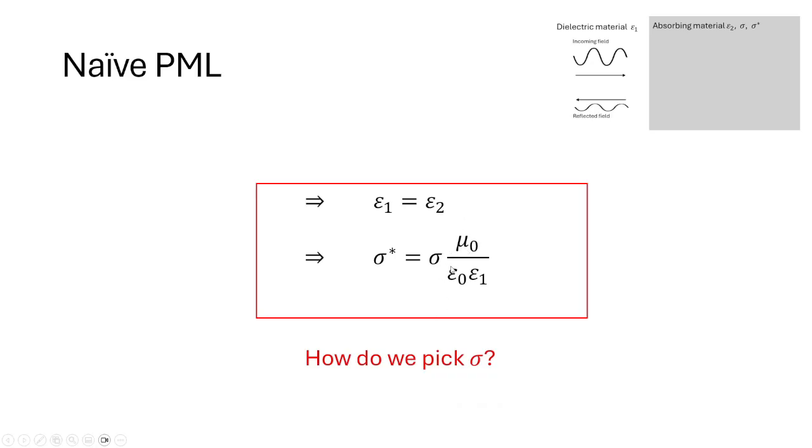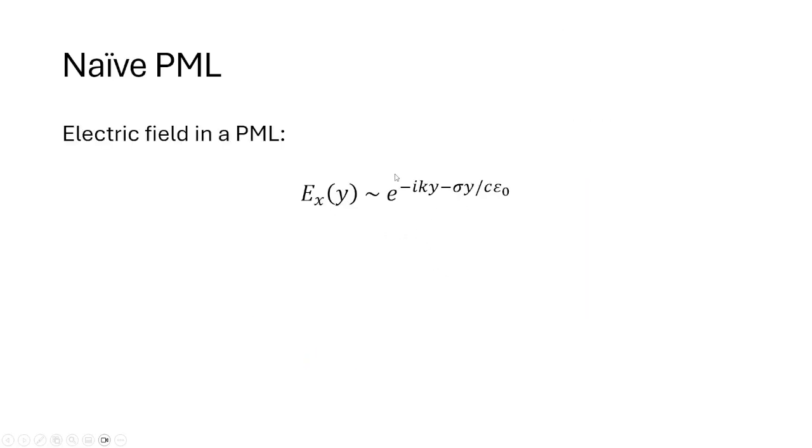So now the question is, how do we pick sigma? We know how to pick epsilon 2, it's just epsilon 1. We know how to pick sigma star, so how do we pick sigma? Well, we want to approximate what the electric field in the PML looks like. So we're going to assume it's a plane wave. Here we have e to the minus i k y, where k is the wave number, and y is just the y direction, right? In our 1D FDTD code, we're solving for the Ex field in the y direction. So this first bit of the complex exponential is just a plane wave. And the second bit here is the conductivity term, so it's the conductivity multiplied by y divided by the speed of light times the permittivity of free space.